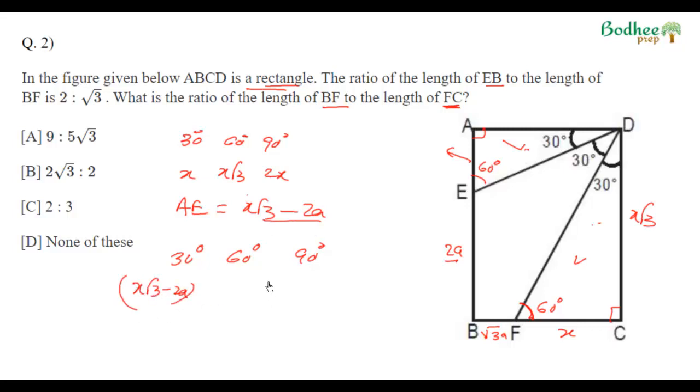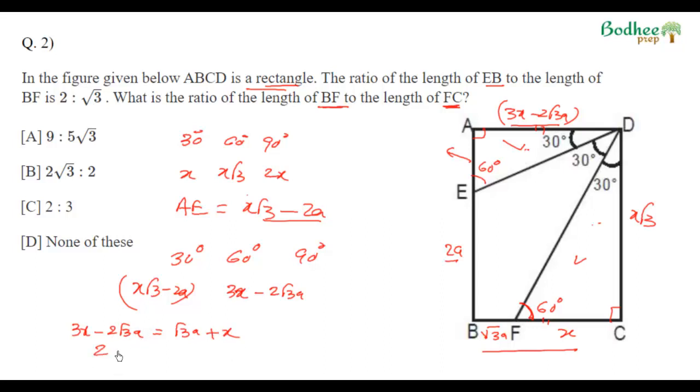So obviously the length opposite to 60 degrees has to be root 3 times of it, which will be 3x minus 2 root 3 A, correct? So this length would be 3x minus 2 root 3 A. Now, if you look at AD, then AD is equal to BF. So we can say this entire length must be equal to the sum of these two, correct? So we can say that 3x minus 2 root 3 A must be equal to root 3 A plus x.